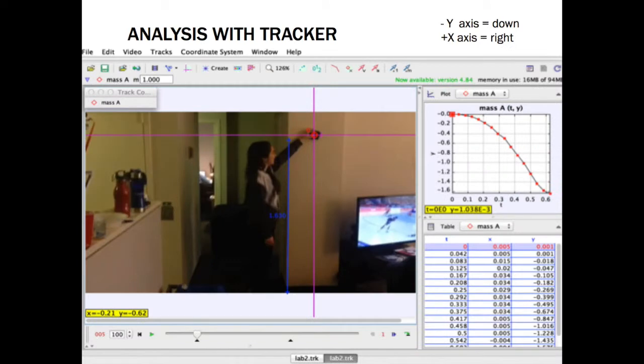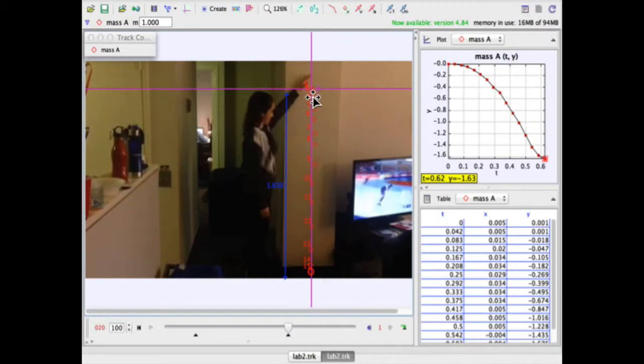Then I analyzed my video on Tracker, and I decided the coordinate system to be the positive x-axis to the right and the negative y-axis down, and I used my height, which is 1.63 meters, as a reference for the video. Then I selected different points of mass during the video to create a graph and to get different data values that will be used later.